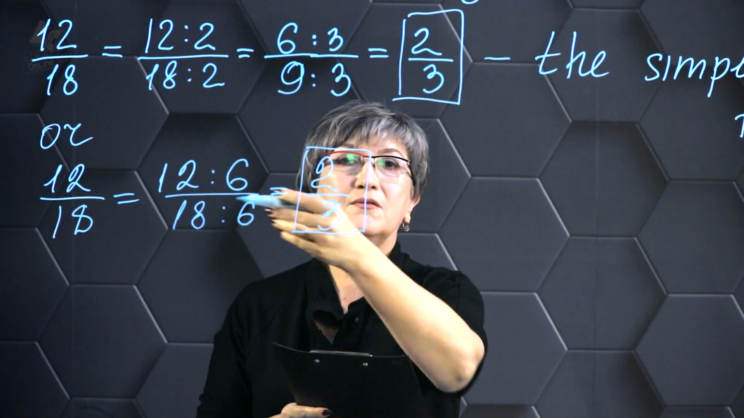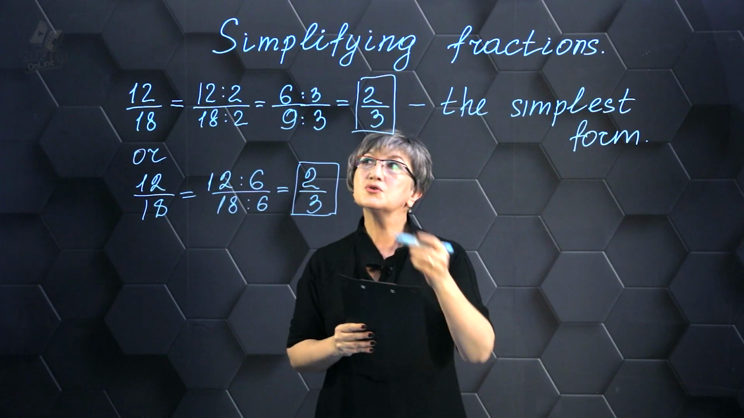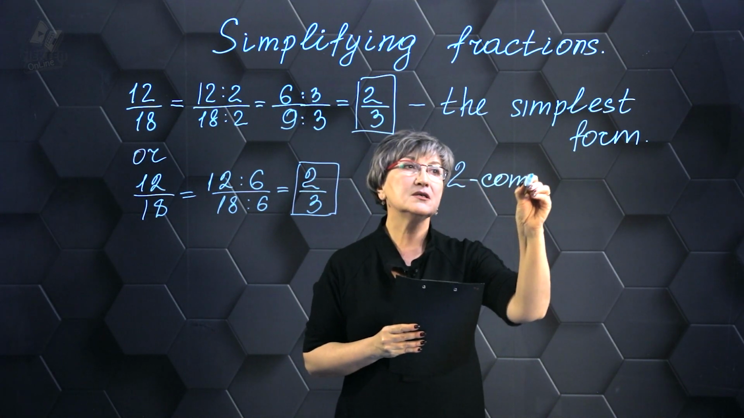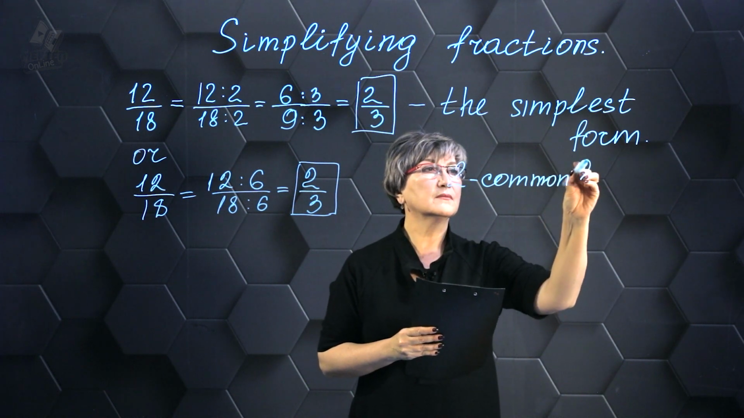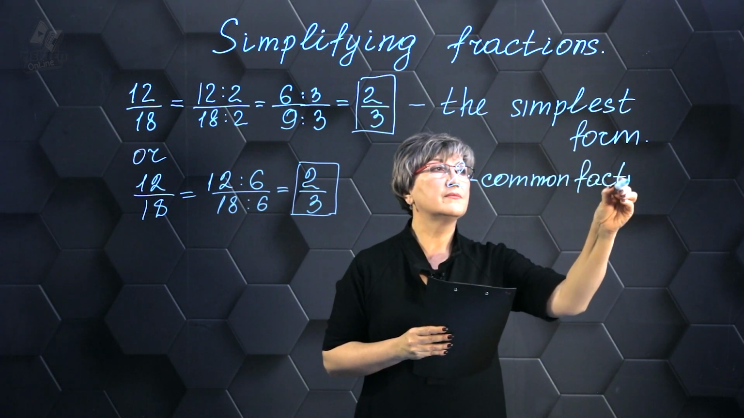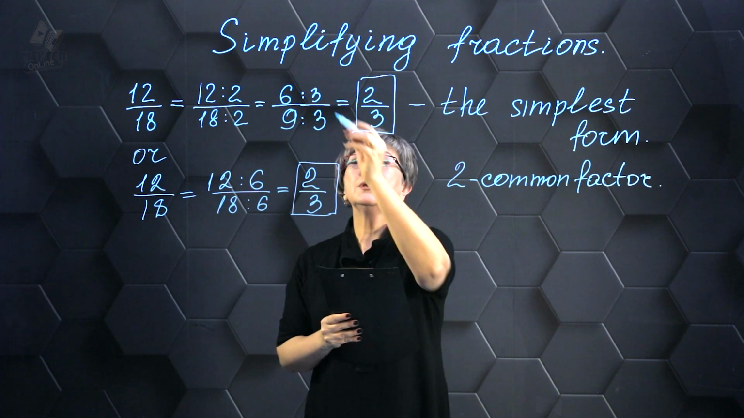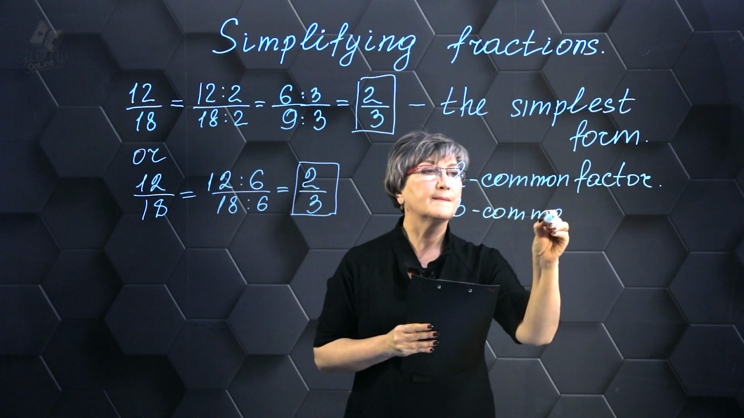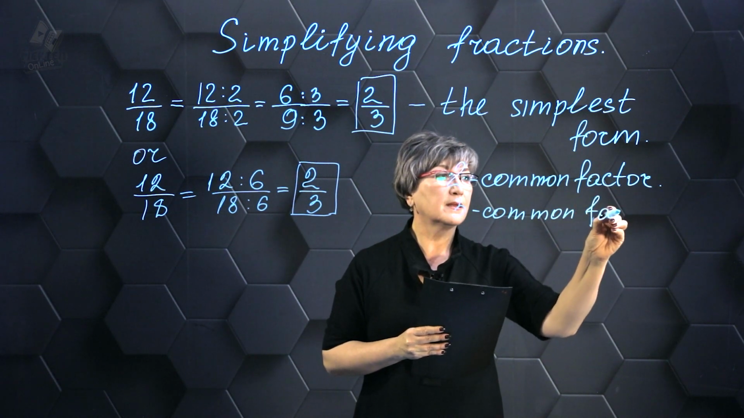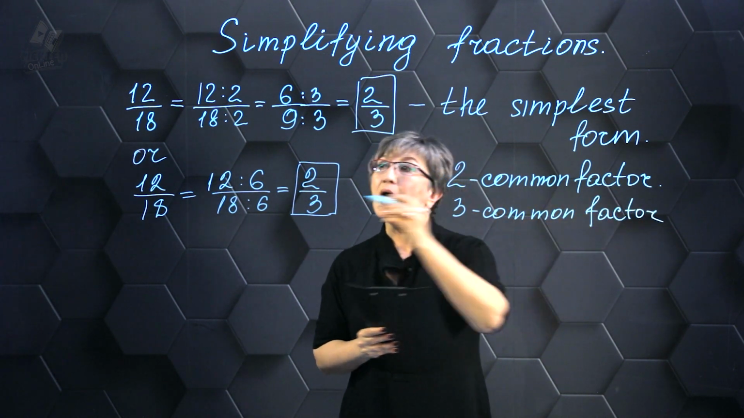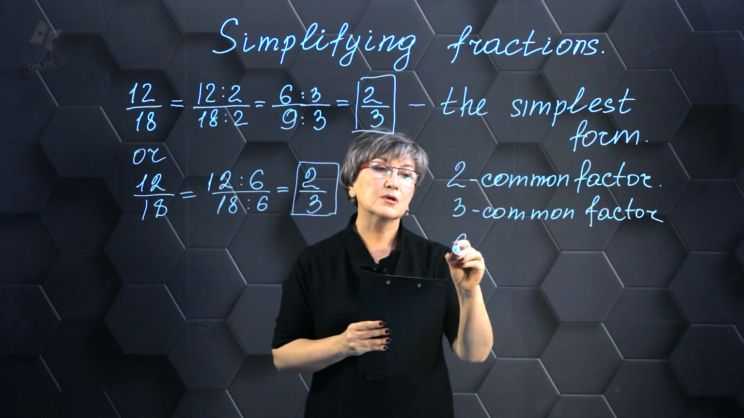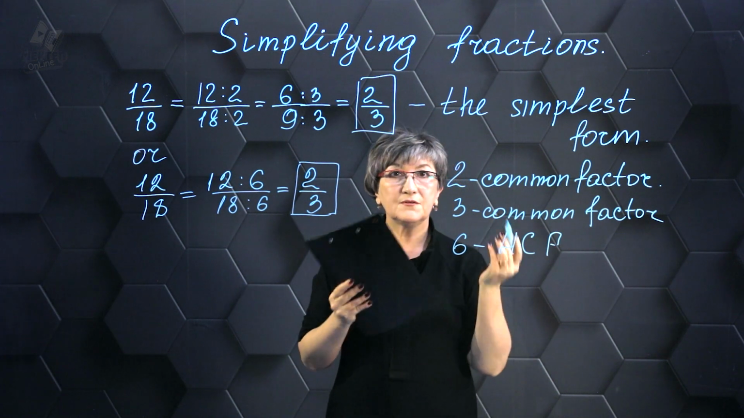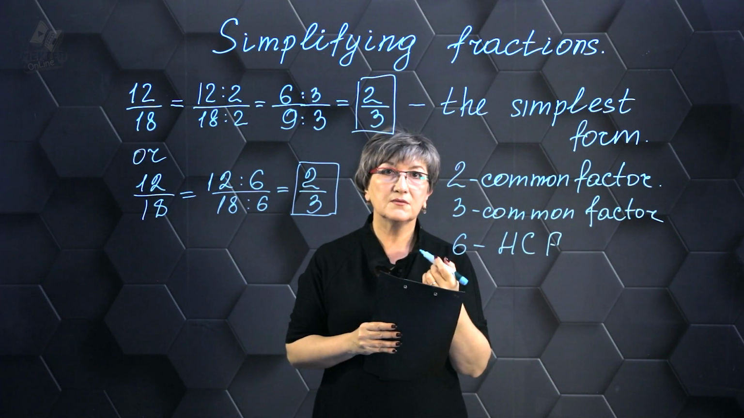In the initial case and in the subsequent case, the aspect to consider is that 2 is a commonly shared divisor between them. Three is also a commonly used divisor. In the second example, 6 is the HCF, highest common factor. That's the whole difference in these actions.